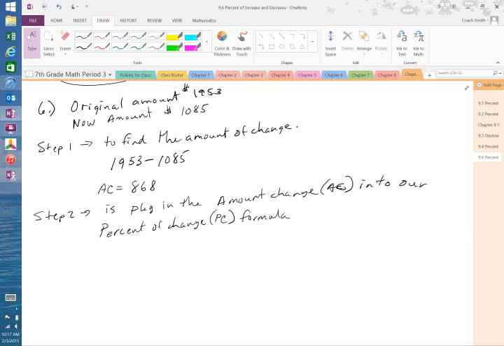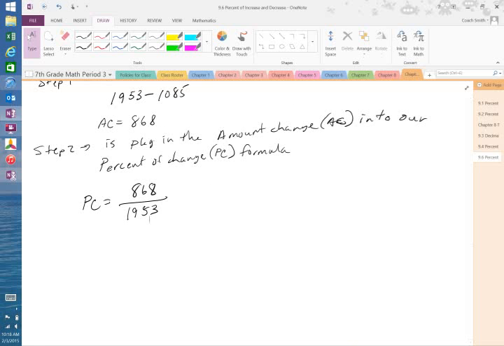Okay, so I have to take $868, so PC equals percent of change. Percent of change equals $868 over the original amount. The original amount, $1,953. Obviously a little bit more difficult simply because you're dealing with a larger fraction. Me personally, I find it easier just to go ahead and divide it out, get the decimal, and change the decimal to a percent. So we have 1953 into 868.